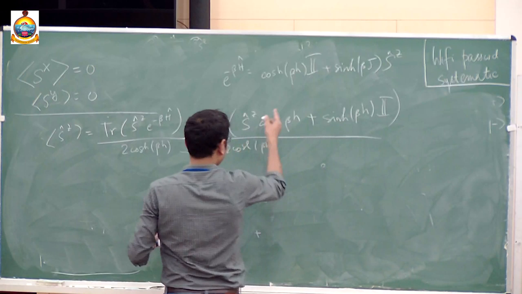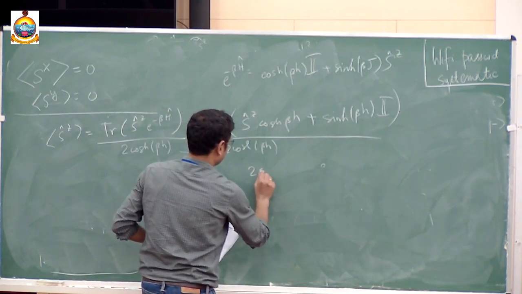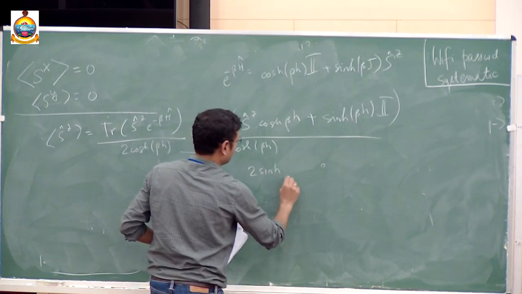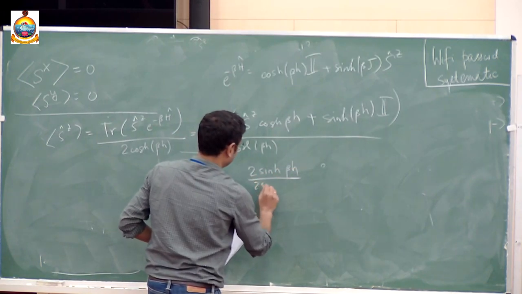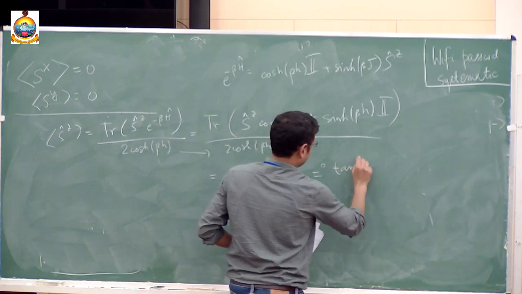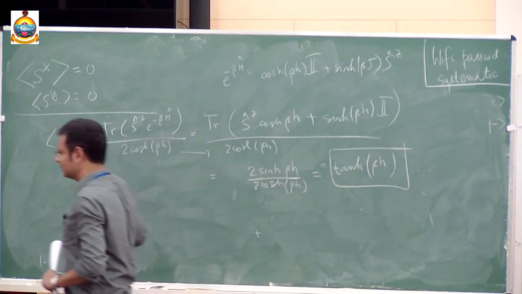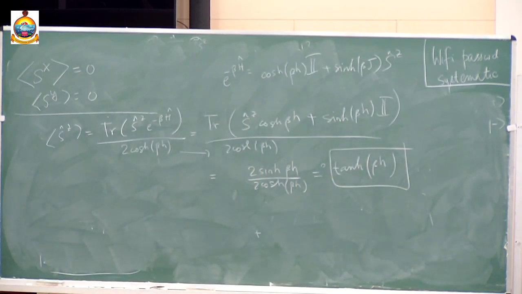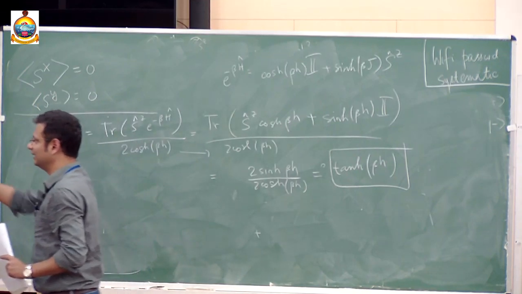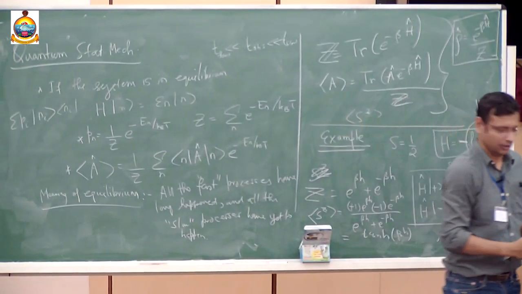Okay, good. And when you actually do that, what you'll just get from the numerator is 2 sinh(beta h), and the denominator is 2 cosh(beta h). So that's tanh(beta h), right? And this is exactly the same as this result, right? Good. So I hope I have convinced everyone, at least in this simple example, that this gives you exactly the same as this, right? Good.